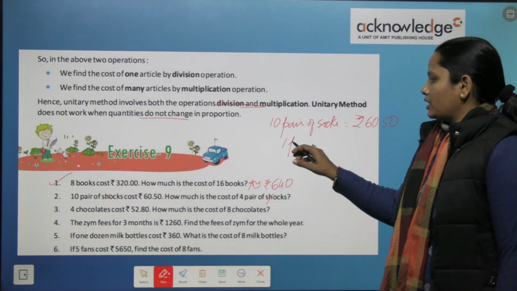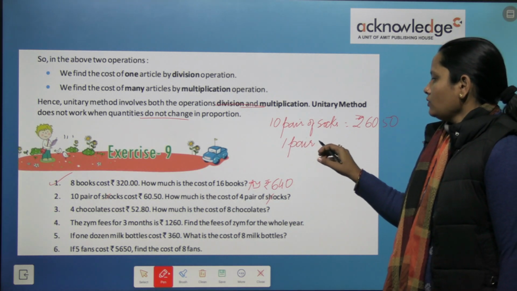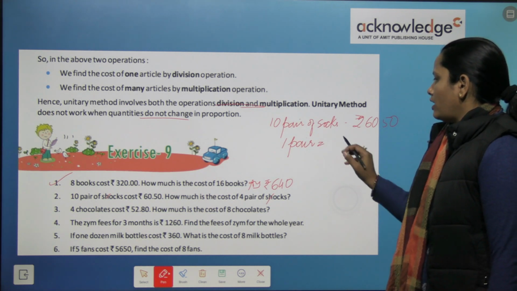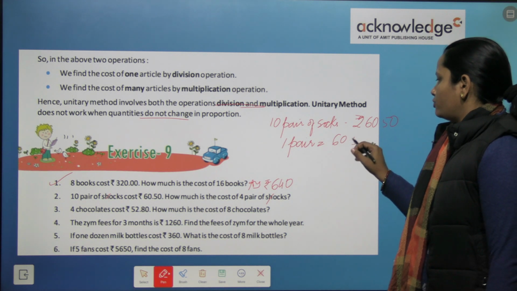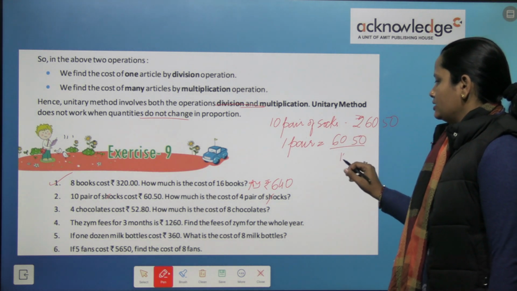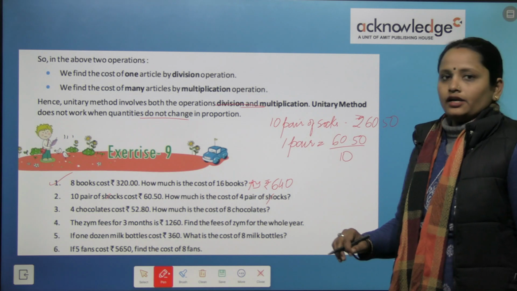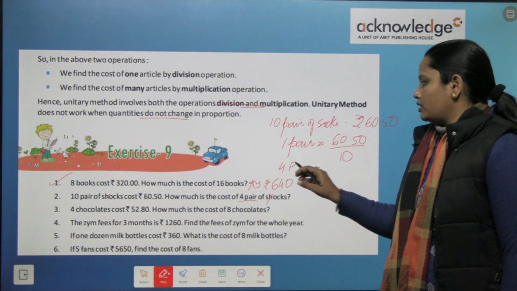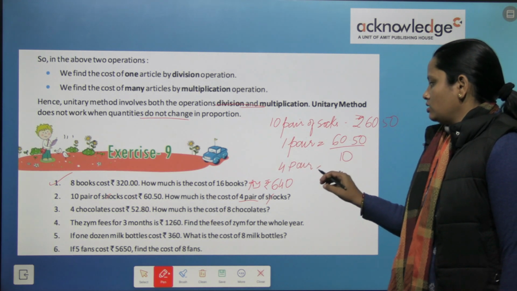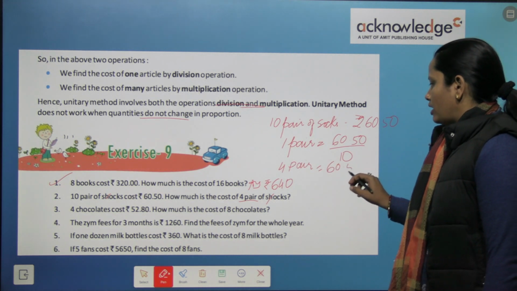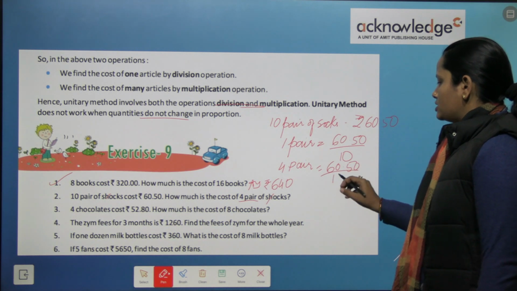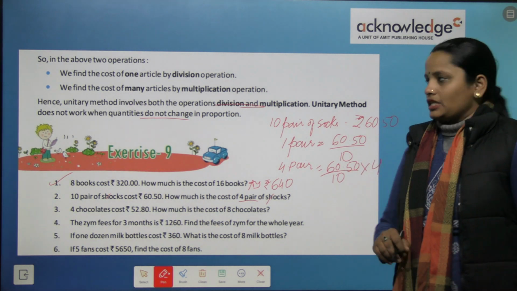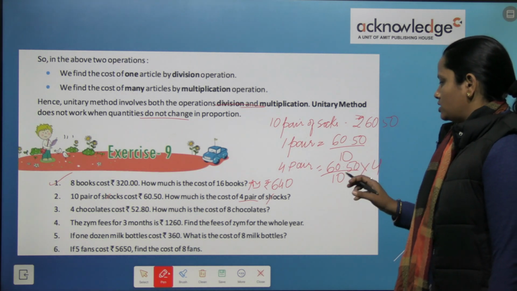So पहले हम 1 pair का निकालते हैं, और उसके लिए हम क्या करेंगे? We have to divide 60.50 by 10. Clear? अब हमें क्या करना है, 4 पेयर का निकालना है. तो we are going to write 4 pair is equal to 60.50 upon 10 multiply 4. So children, हम इस तरीके से भी इस क्वेश्चन को कर सकते हैं.